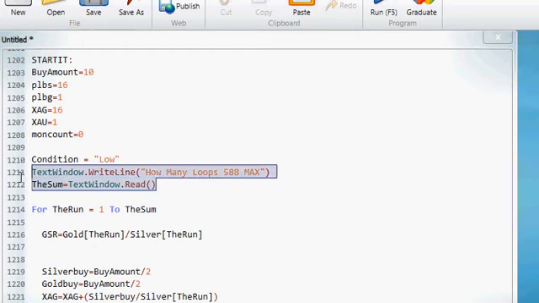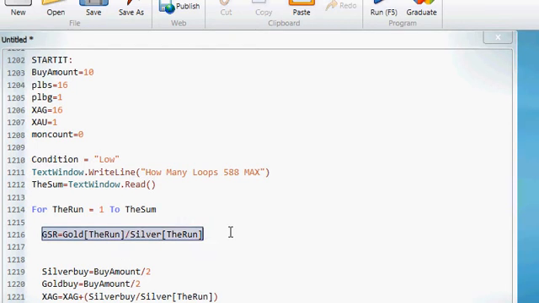Right below here I have how many loops. This way we can calculate the first 40, the first 580, and so on. And 588 is how many there were for the month ending December 2016. And the run is now equal to 1 to the sum, which you would be getting in here. I've added GSR, gold to silver ratio. It is equal to gold divided by silver.